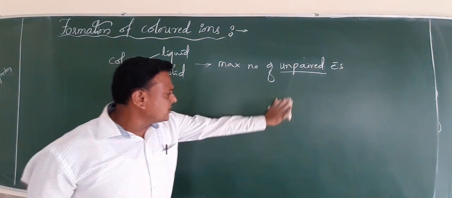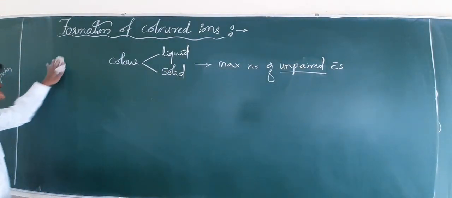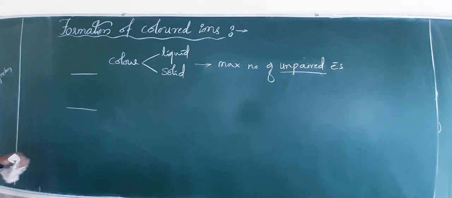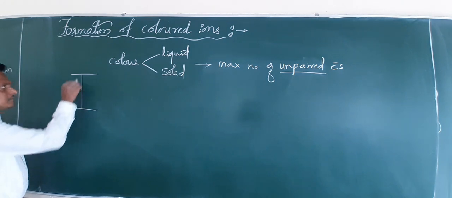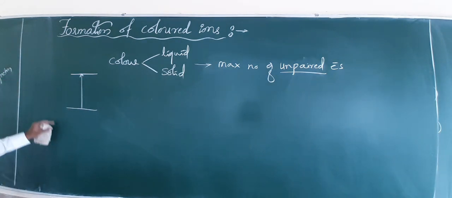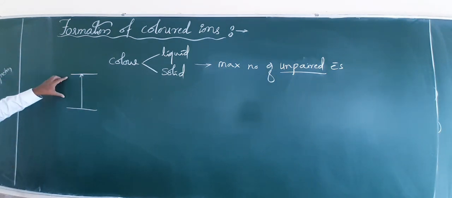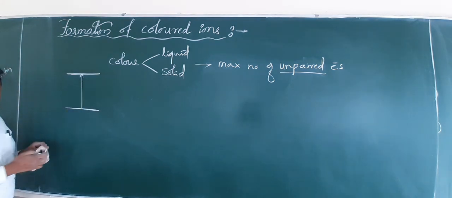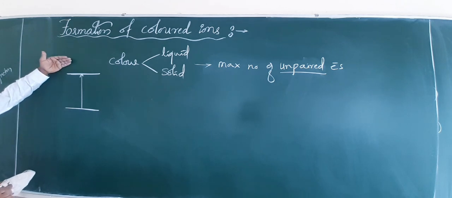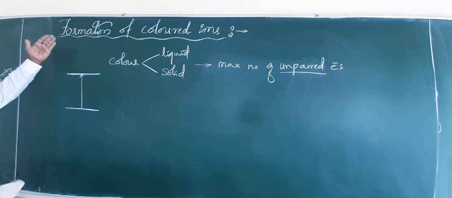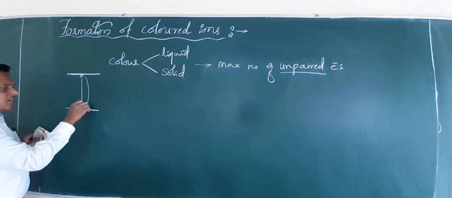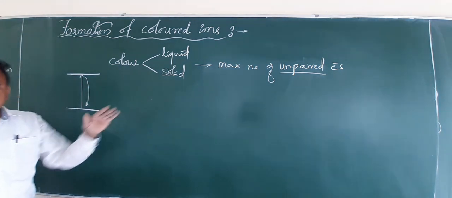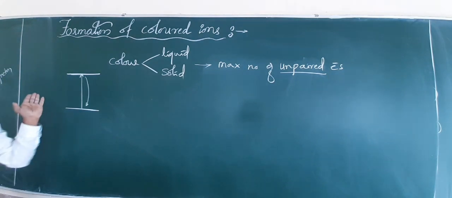So dear friends, keep in your mind, the transition takes place in a d orbital, from lower energy to higher energy within the d orbital. Within the d orbital the energy gap is always very small. D orbital electrons jump from lower energy to higher energy, excitation happens. At a certain time they start to emit radiations. Those radiations are visible in the visible region as complementary color.